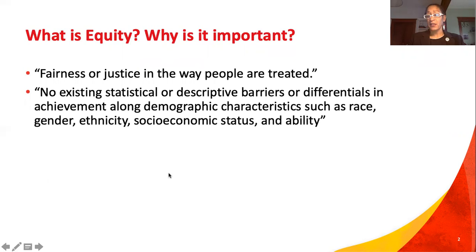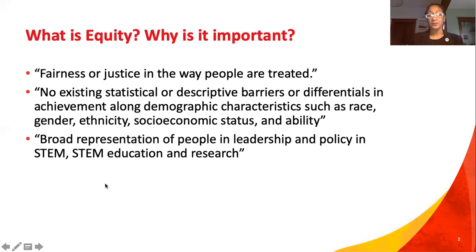I like to extend this in thinking about education because we look a lot at statistics when we think about equity in education, like who is achieving, who's not achieving, how many people do you have of particular demographics that are pursuing different careers and different pathways. So I like to think about equity as no statistical or descriptive barriers or differentials in achievement along demographic characteristics such as race, gender, ethnicity, socioeconomic status, and ability, and other inequities that appear in different societies around the world.